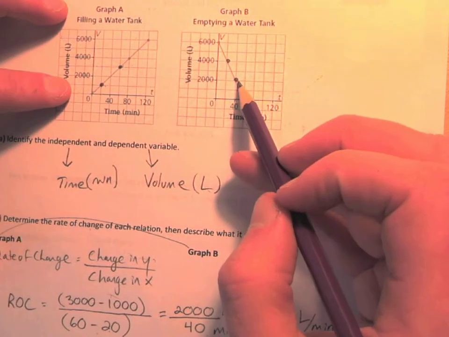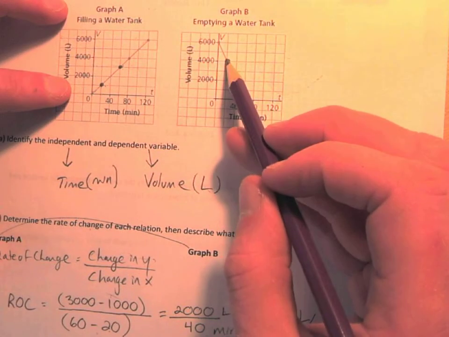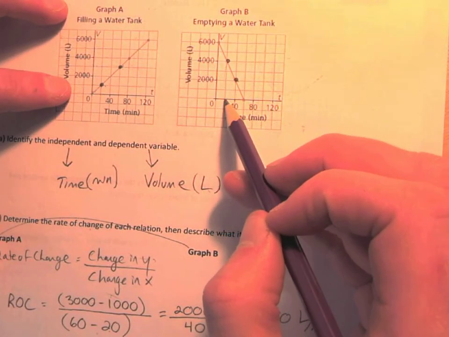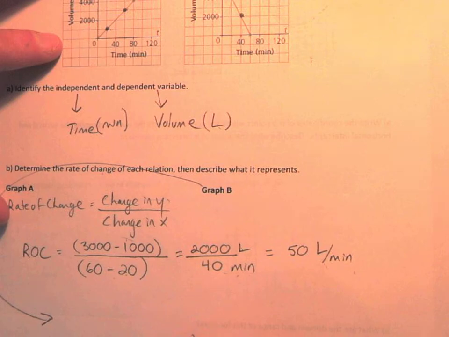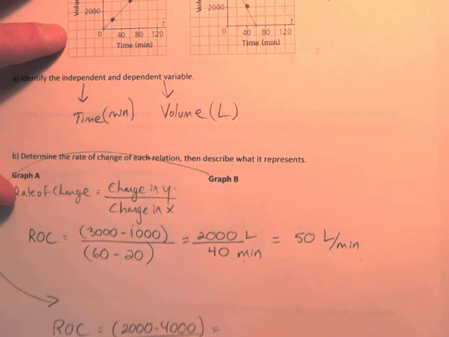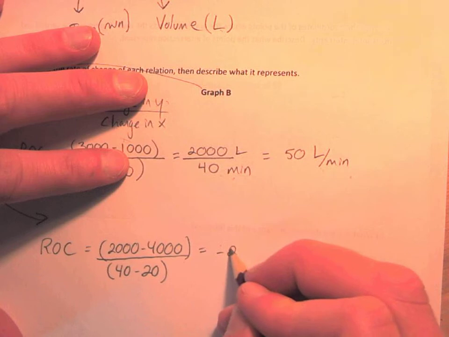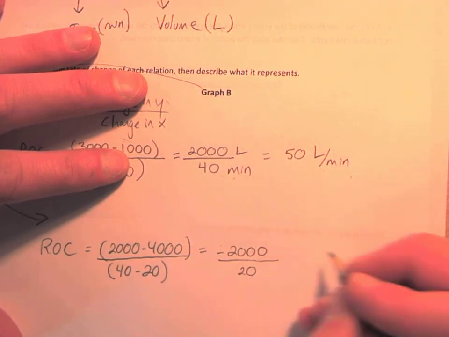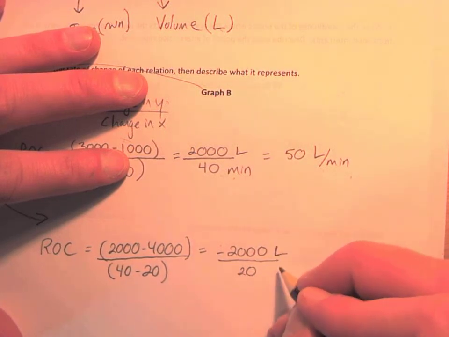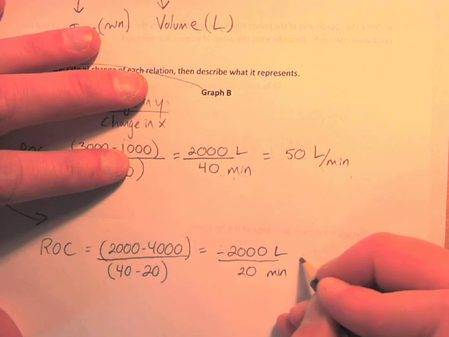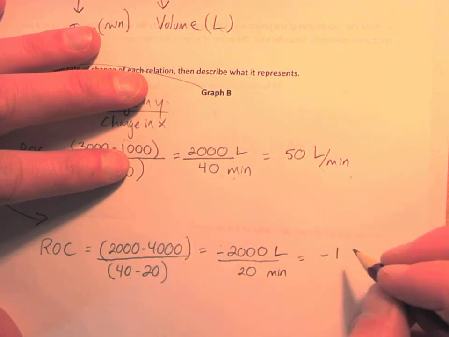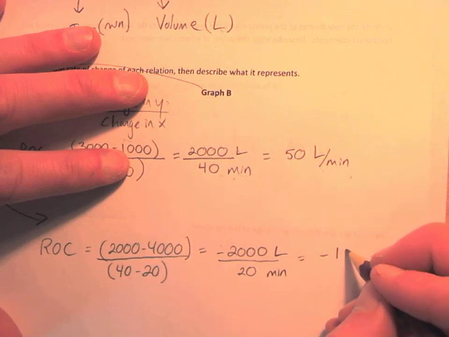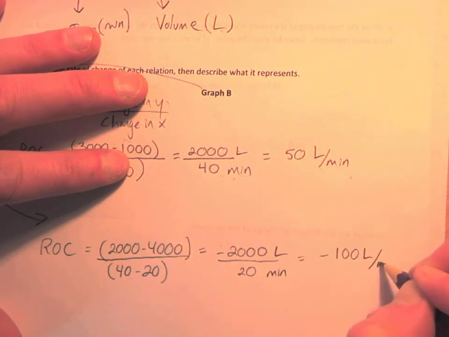And then here you look at the x values and you go 40. And this is going to be 20. So 40 minus 20. And this is going to give us 2,000 minus 4,000. It's going to give us negative 2,000 over 40 minus 20, which is 20. Again, we need units. So liters on the top, minutes on the bottom. And this will give us negative 100 liters per minute.